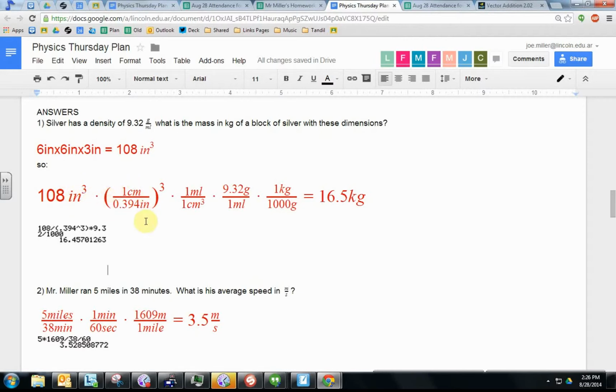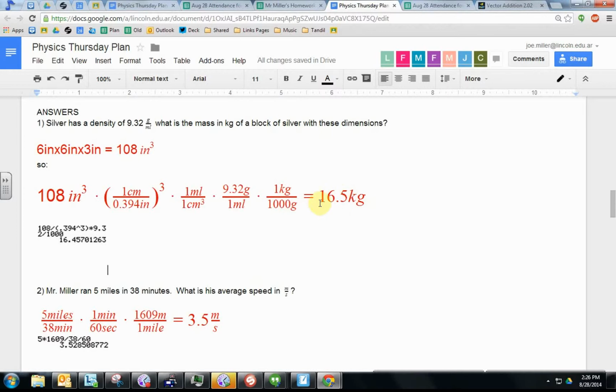From the yellow sheet, you know that 1 centimeter is 0.394 inches. Since this is inches cubed, we need to do that conversion 3 times. You can either divide by 0.394 3 times, or you can just cube it and divide by that number cubed. In any case, a centimeter cubed, as we saw in class, is a milliliter. Now here's the key step where I use the density, and the milliliters go to grams. Finally, 1,000 grams is in a kilogram.